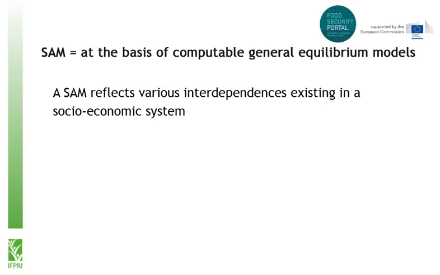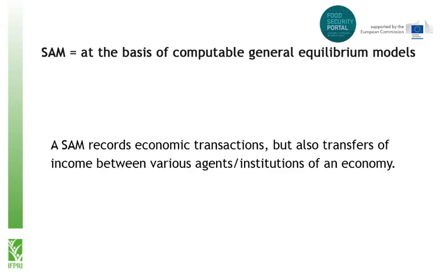And second point is the fact that the social accounting matrix records not only economic transactions like productions, consumptions, but also transfer of income between various agents and institutions of an economy. So you've got production, final consumption, intermediate consumption, and so on, exports, imports, but you've got also transfers of income between, for example, households and governments, between enterprises and governments, between households and enterprises, and so on.